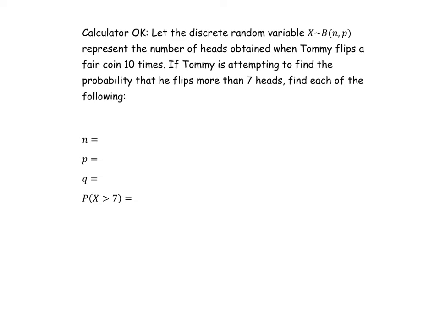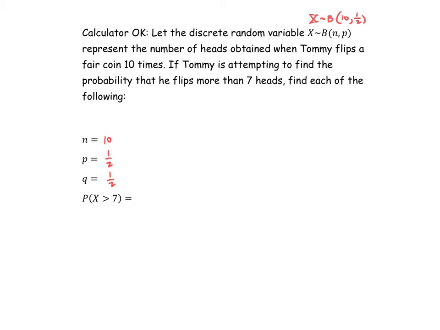Okay, so this is going to be binomial. So x represents the number of heads Tommy flips. It'll be binomial. We're expecting 10 flips, and the probability of success is half. Right, when you flip a coin, you get a 50-50 shot. If Tommy is attempting to find the probability that he flips more than 7 heads, find each of the following. Okay, so first of all, n we know is 10, p is 1/2, q also 1/2.